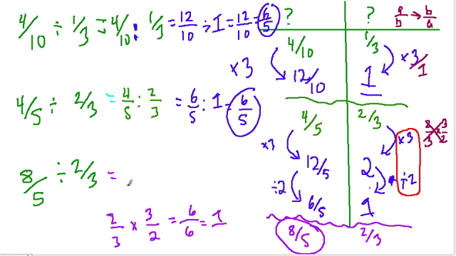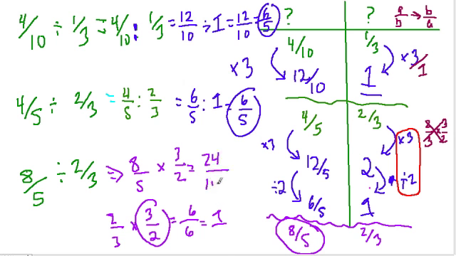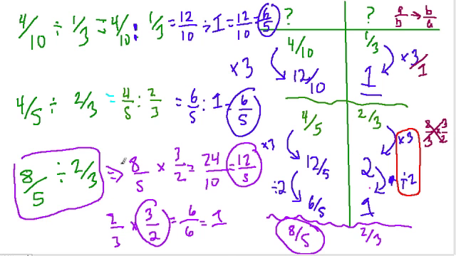So now, what ends up happening is we have 8/5 times 3 over 2, right? We're doing the same thing to both sides. And we could do this. 8 times 3, 24. 5 times 2 is 10. Divide numerator and denominator by 2, and we get 12 over 5. So notice this problem, 8 over 5 divided by 2 over 3, to solve it, what we really did was 8 over 5 times 3 over 2.